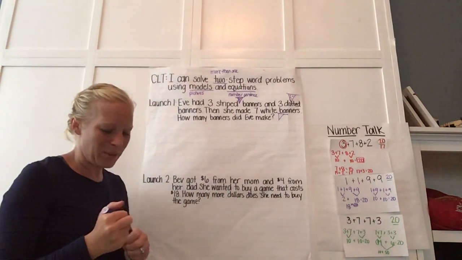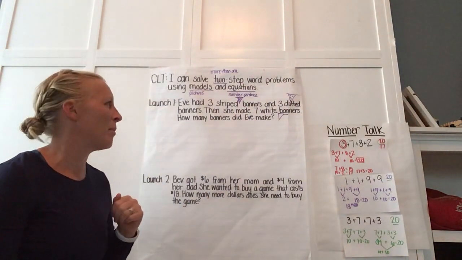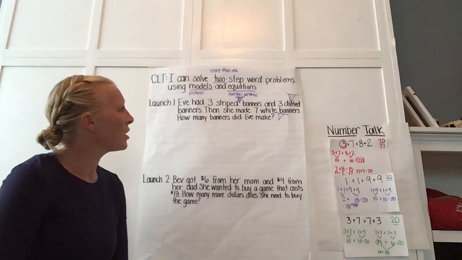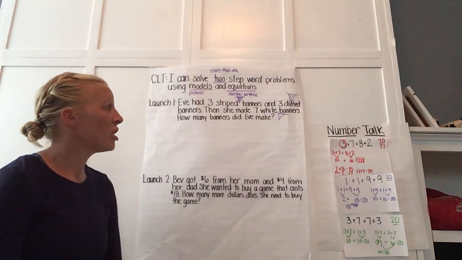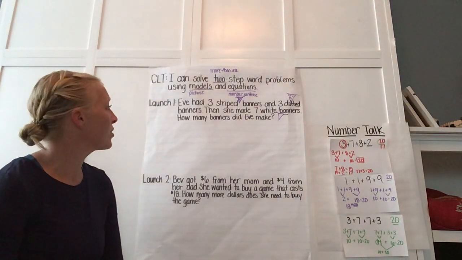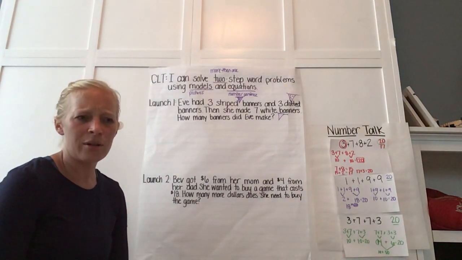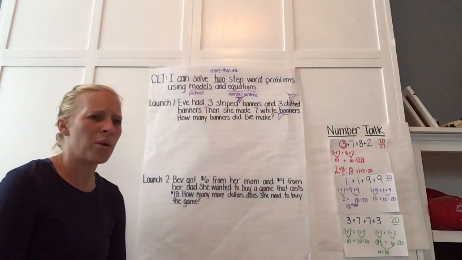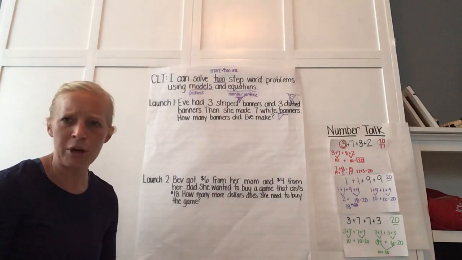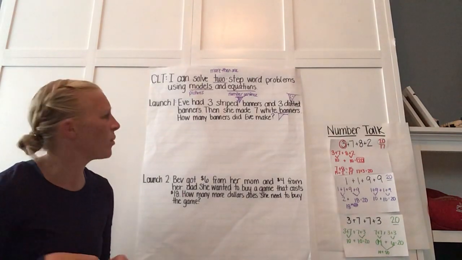Let's read that again. Now that we know what a banner is, you can picture it in your mind a little bit better. Eve had 3 striped banners and 3 dotted banners. Then she made 7 white banners. How many banners did Eve make? What do we already know? Look at you all putting your thumbs up. What's something we already know?